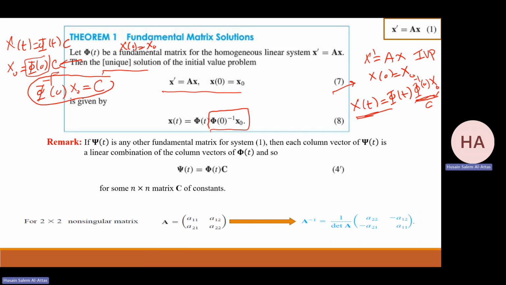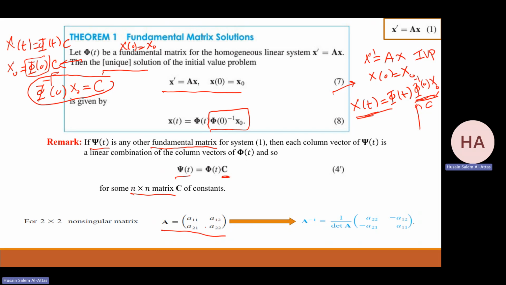By the way, the fundamental matrix is not unique. You can get different fundamental matrices, but the difference between two fundamental matrices is just a constant matrix. So if you have another fundamental matrix psi of t, then psi of t is phi of t times the constant matrix. Just to remind you about finding the inverse, because I need the inverse, huh?